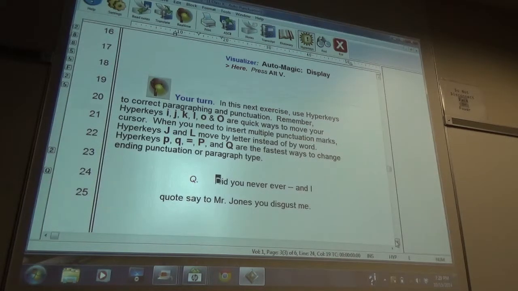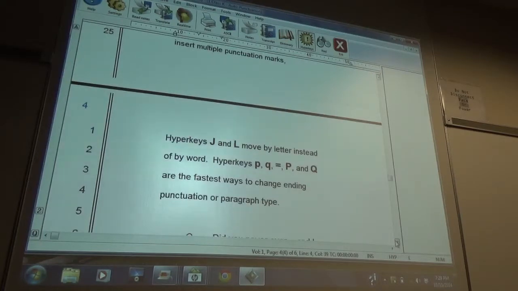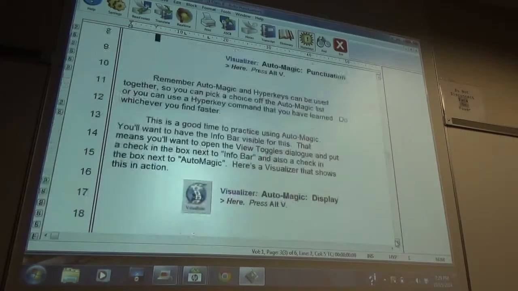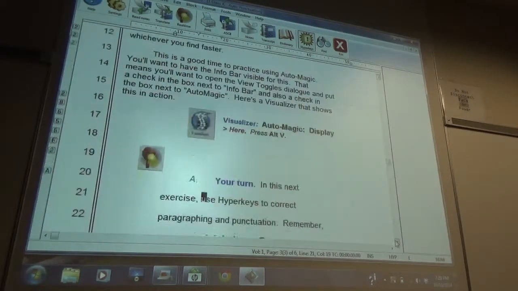P and Q is your period and question mark. Okay. And the shift takes you down to the next period. So if you do shift P, it takes you down to the next period. It'll take you down to the next sentence, sentence, sentence. Okay? All right. Any questions about any of that stuff?